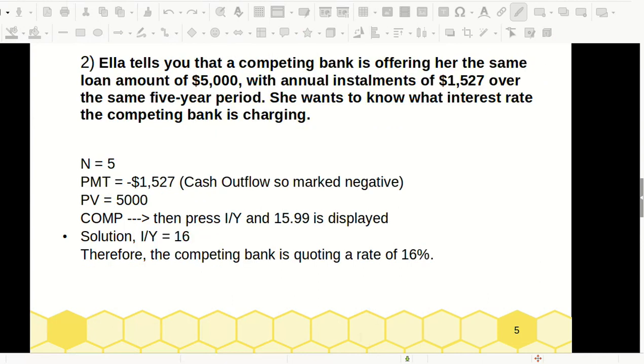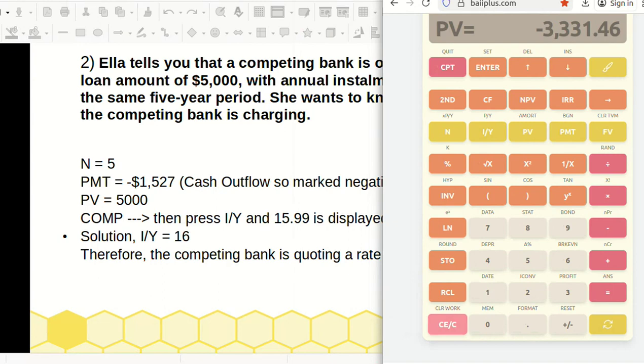We are not yet done with Ella. Ella now comes back and tells you that a competing bank is offering her the same loan amount of $5,000 with annual installments of $1,527 over the same 5-year period. She wants to know what interest rate the competing bank is charging. So how will you calculate the interest rate?